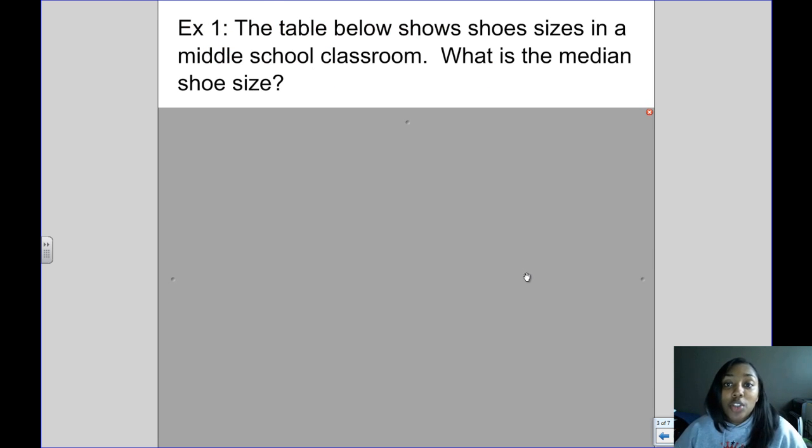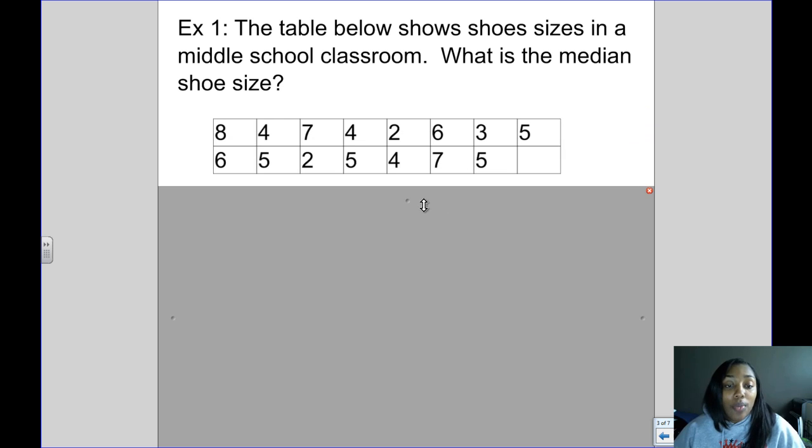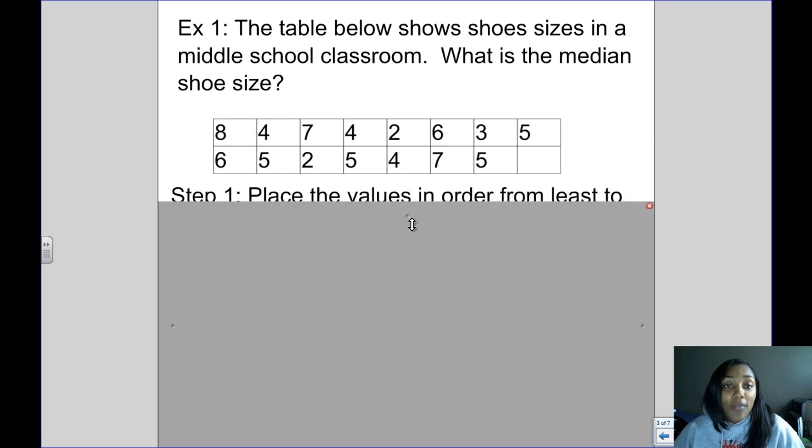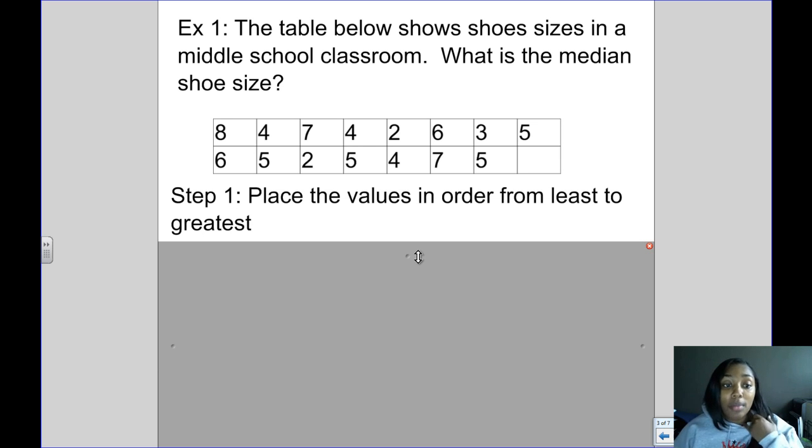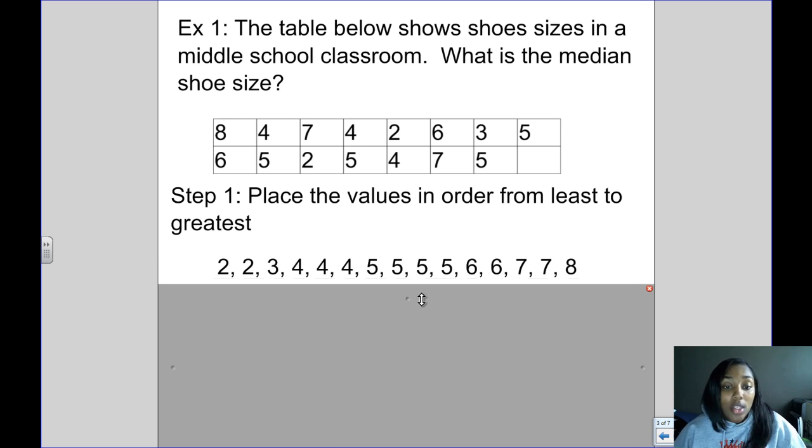The table below shows shoe sizes in a middle school classroom. What is the median shoe size? So using our table, these are a set of shoe sizes. So to find the median, the first step is that we have to place the values in order from least to greatest. So we'll do that here.